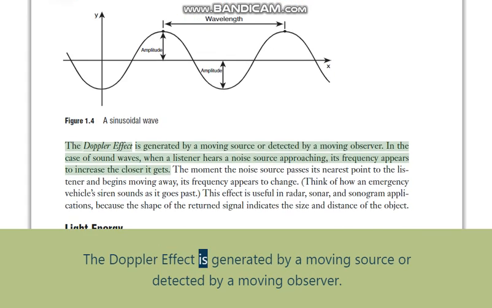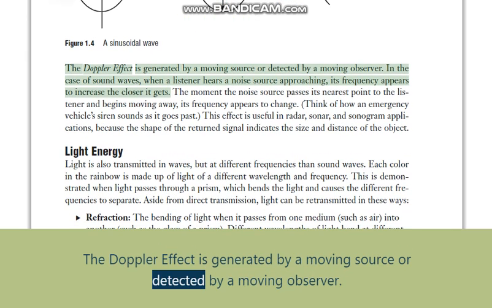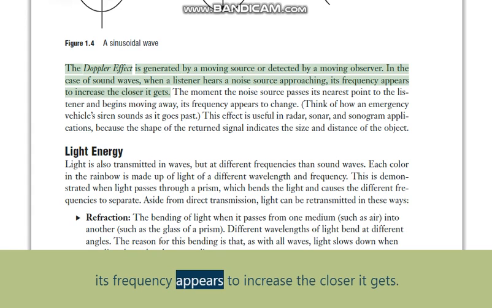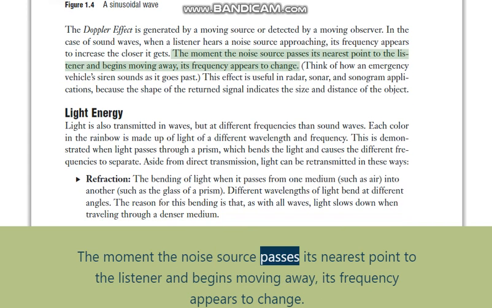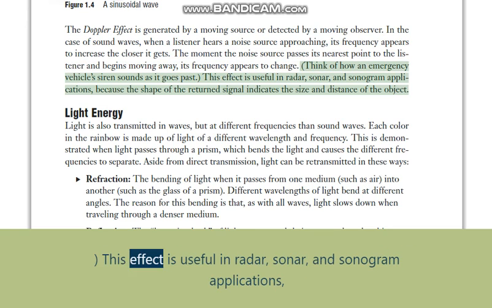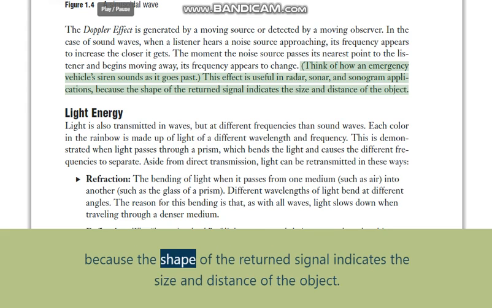The Doppler effect is generated by a moving source or detected by a moving observer. In the case of sound waves, when a listener hears a noise source approaching, its frequency appears to increase the closer it gets. The moment the noise source passes its nearest point to the listener and begins moving away, its frequency appears to change. Think of how an emergency vehicle's siren sounds as it goes past. This effect is useful in radar, sonar, and sonogram applications, because the shape of the returned signal indicates the size and distance of the object.